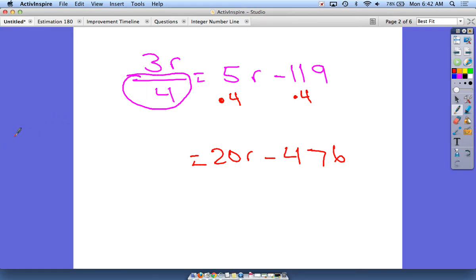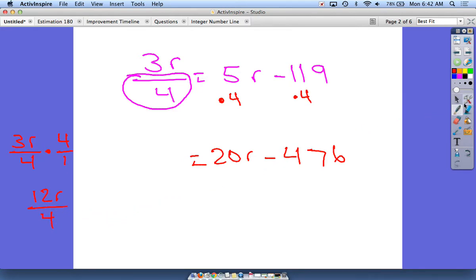Now on the other side, we're going to have to multiply everything by 4 also. So how this is going to look is, it's going to be 3r over 4 times 4, which is in a fraction form 4 over 1. So if I do this problem, 3r times 4 is 12r over 4.